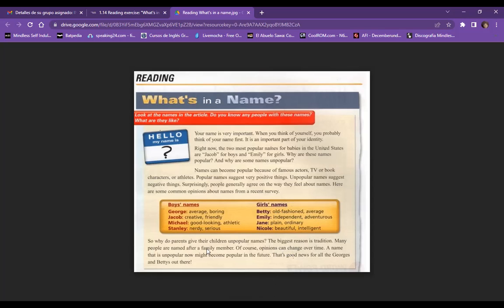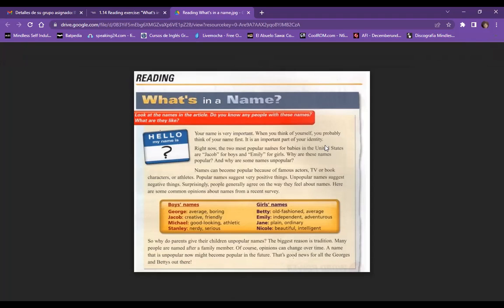So, why do parents give their children unpopular names? The biggest reason is traditions. Many popular names are named after family members. Of course, opinions can change over time. A name that is unpopular now might become popular in the future. That's good news for all the George and Betty's in the world.